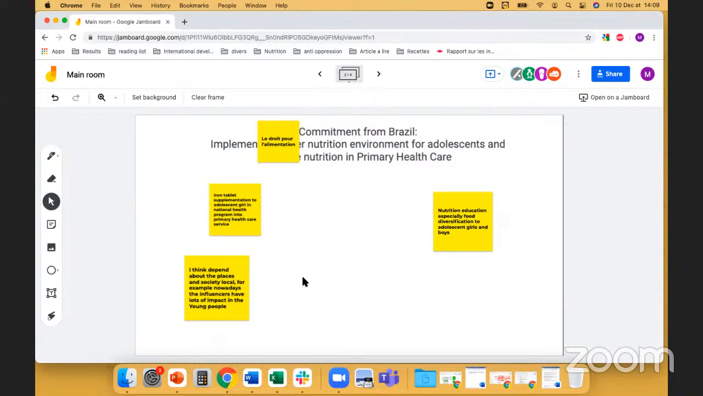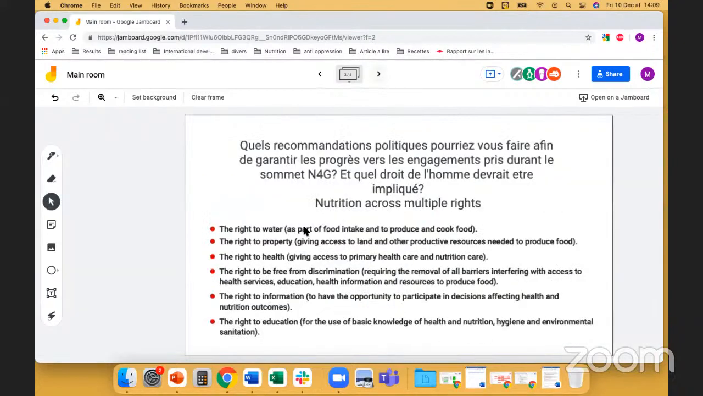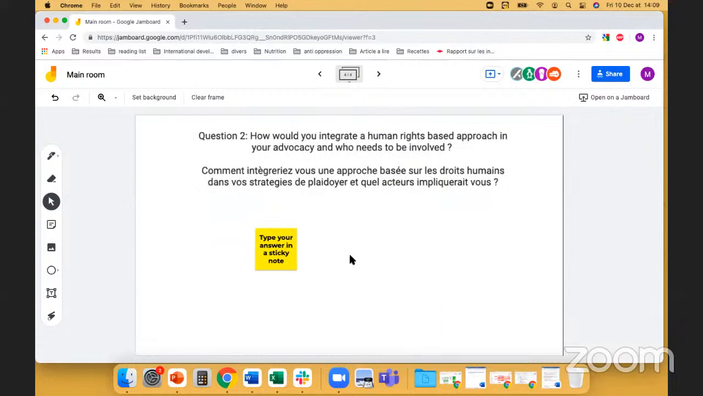Yes, thank you. I really agree with the remarks you've just made. Thank you very much for sharing. And to follow up on that, sorry, we don't have that much time for the last question, but I would like to ask you, how would you integrate a human rights-based approach in your advocacy and who needs to be involved? And is a human rights-based approach relevant for your advocacy at all? So I'd like to have this conversation. Please type your sticky notes if you want to answer that question, or unmute yourself and go ahead.